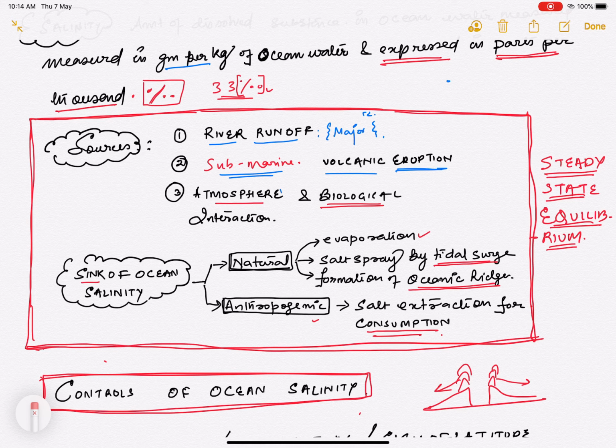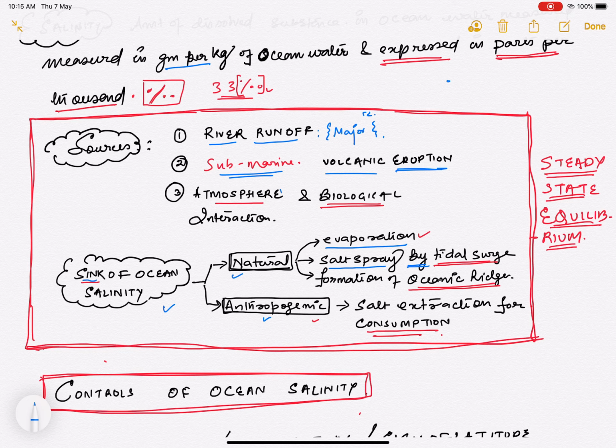Now remember this, if there is a source that is adding to the salinity, then there is also a source that is removing the salinity, and such a source is called a sink. Sink can be natural and can be anthropogenic. Anthropogenic means man-made. Natural, basically we have evaporation. Next we have the salt spray by the tidal surge. Whenever you have seen beaches, there would be white colored rock-type materials found over there. These are nothing but the salts that have come because of the sea wave, sea surge, or tidal surge.